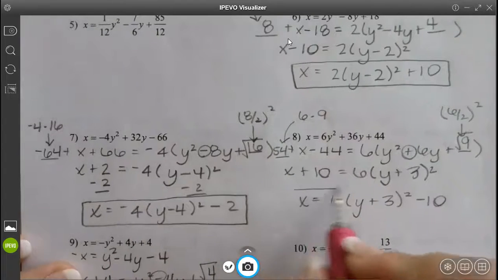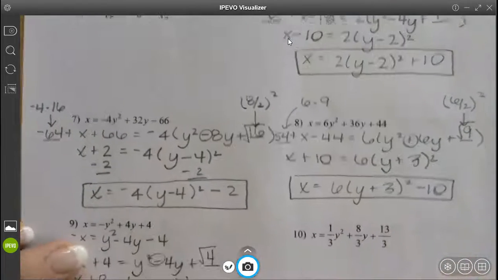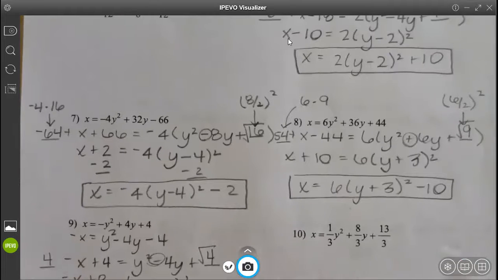Move your 10. Vertex is negative 10, negative 3. It points to the right because the 6 is positive, and it'll be skinny because it's a 6.